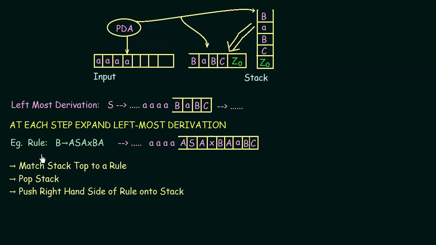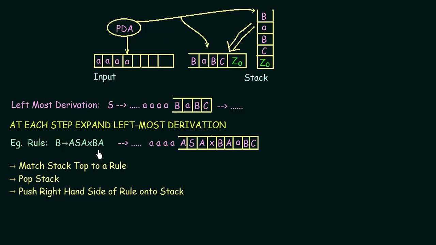So let us say that we have a rule which says B gives ASA X BA. So let's say this is one of the rules. What we do is we check if the top of the stack matches any of the rules. So this is my stack. Okay, it is just tilted down, don't be confused. The topmost element of my stack is B. So I check in my set of productions, do I have a rule in which B is there on the left hand side? That means, does B have any production? So we see that yes, B is having a production and it gives ASA X BA.